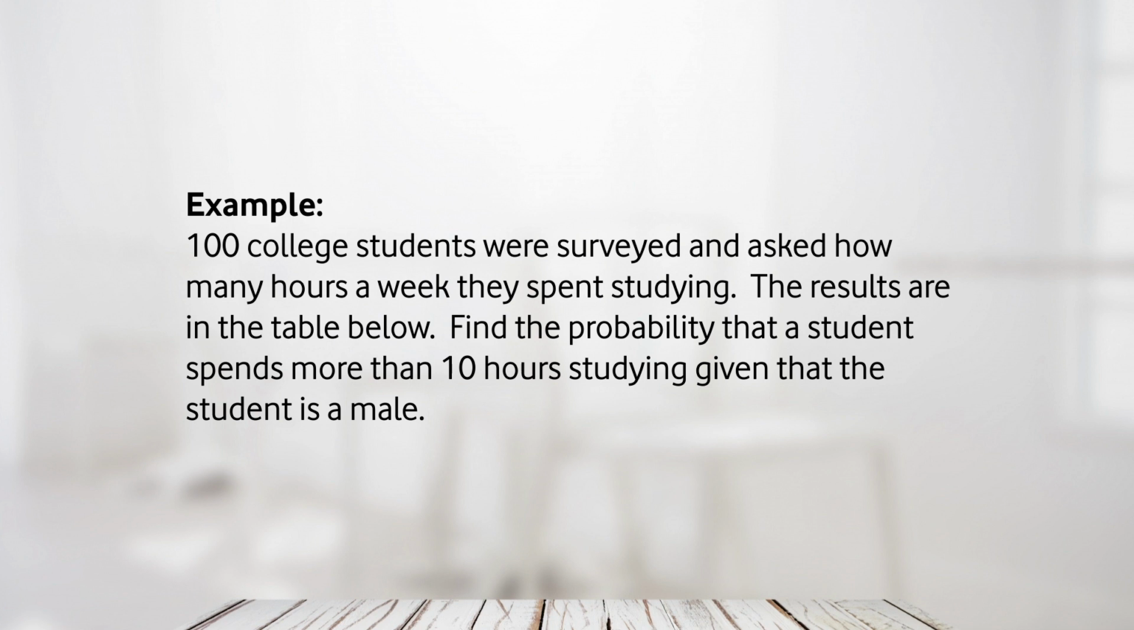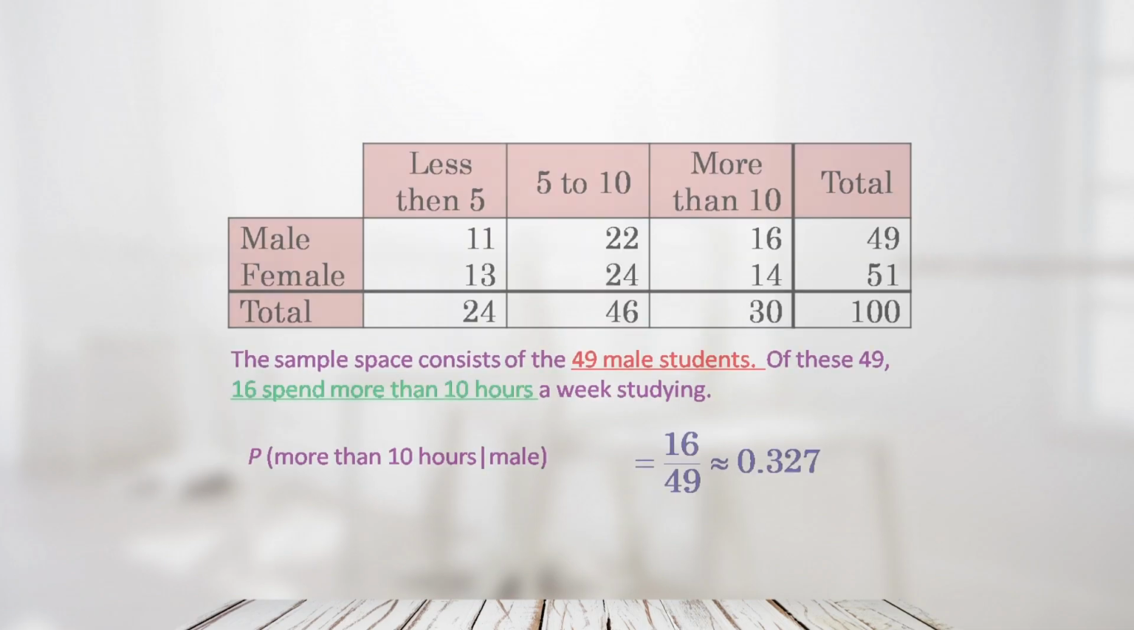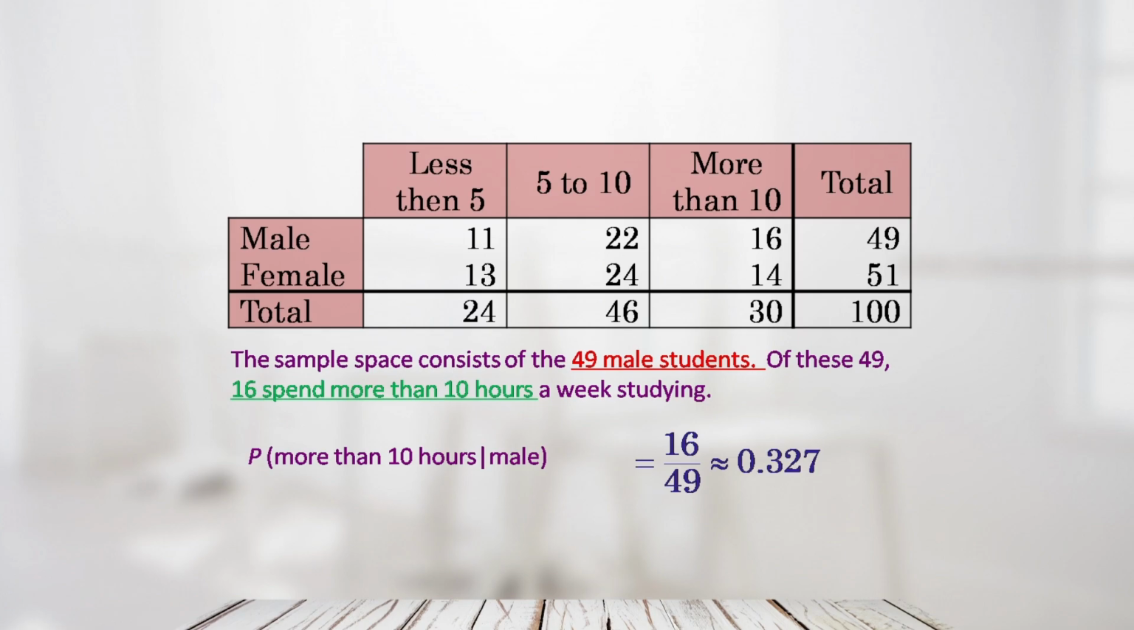100 college students were surveyed and asked how many hours a week they spend studying. The results are in the table below, and we must find the probability that a student spends more than 10 hours studying given that the student is a male. If you see this table, we first made separate rows for male and female. The males who studied less than 5 hours are 11, between 5 to 10 are 22, and more than 10 are 16.